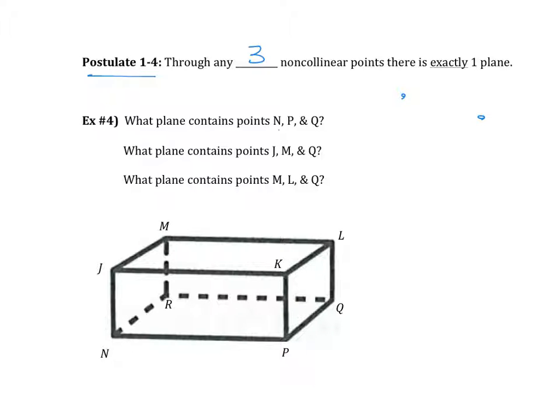Okay, so let's look at this. What plane has points N, P, and Q? So N is here, P is here, and Q is here. What face of our box is that? Top, bottom, left, right, front, back? It's the bottom, right? So the plane that includes those, for me, is the blue. It's the bottom.